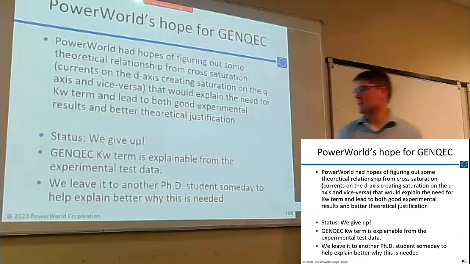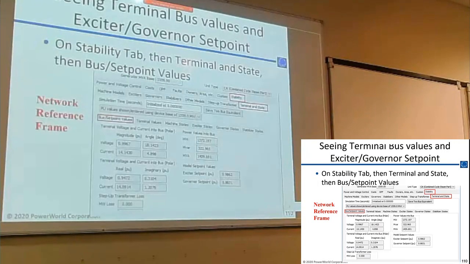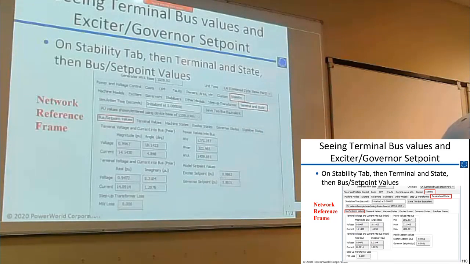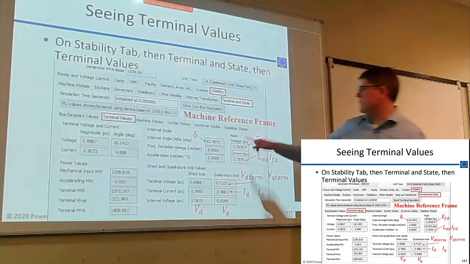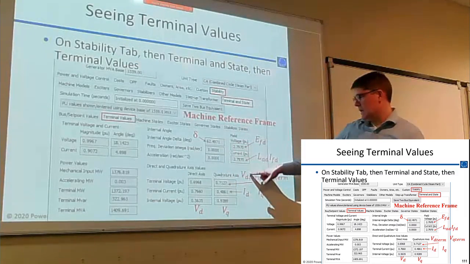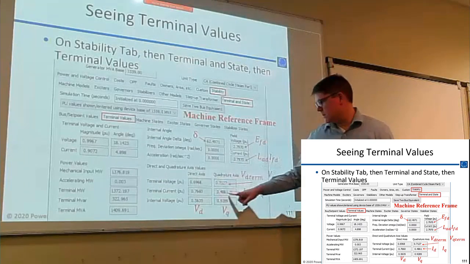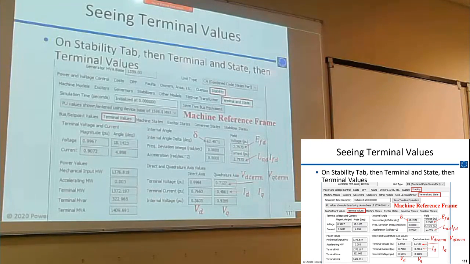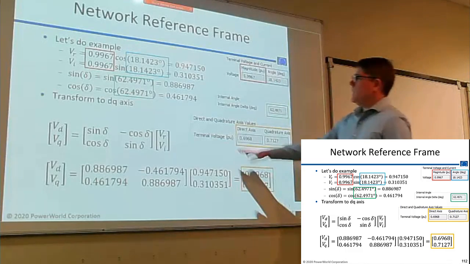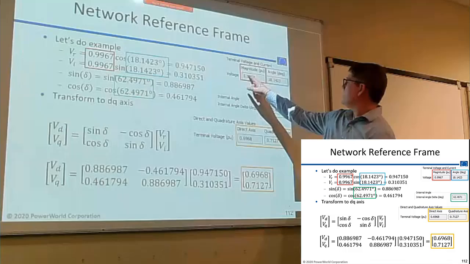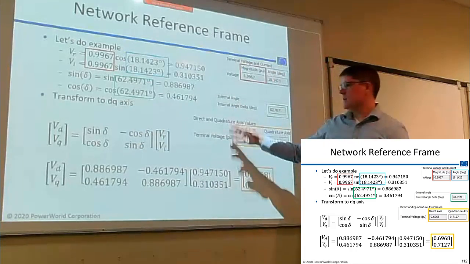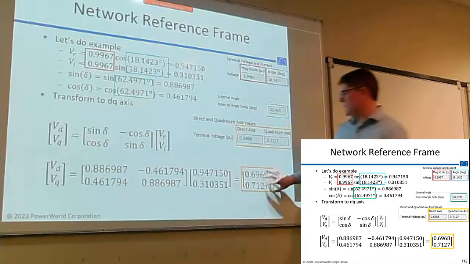All right, and the last one just kind of walks through. If you're inside Simulator, when you're in a simulation, you can actually go look at these DQ values if you want. You come in here, the terminal values, and it actually lists the direct and quadrature internal voltages. Most of the time you're not going to look at that, but these all come from there. So here's the D, and this is the voltage magnitude and angle, so I can get VR and VI. I can then transform that over to the DQ values and get the values on the dialog.